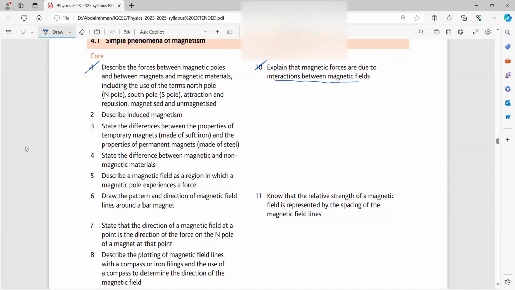Describe what is induced magnetism. Induced magnetism is the magnetism created inside the magnet. Induced means created or generated.